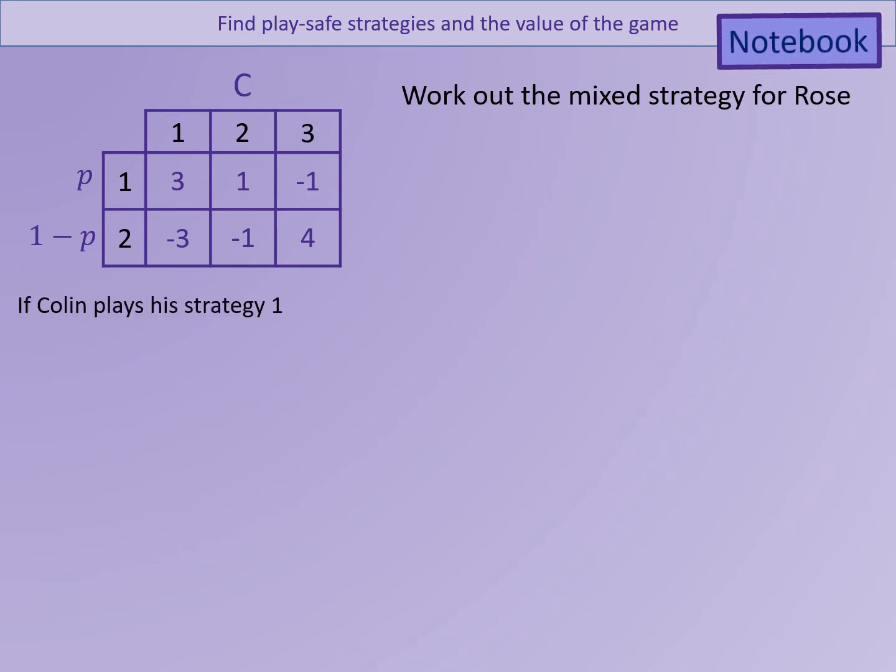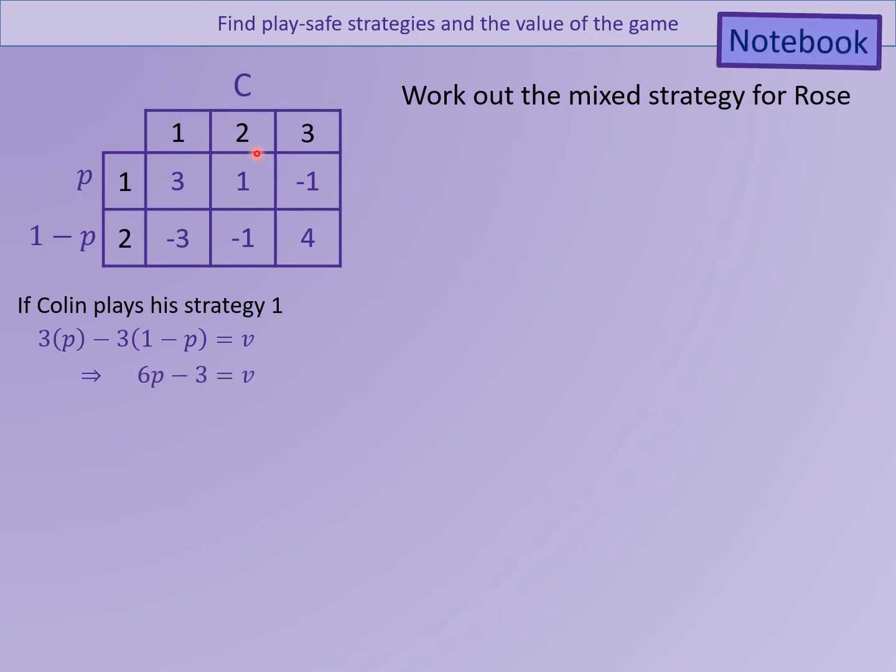So the next thing is to then calculate what the expected payoffs would be for each of Colin's choices. So if Colin were to play strategy 1, then the expected payoff for rows would be 3 times P minus 3 times 1 minus P. So we get the equation 6P minus 3 equals V.